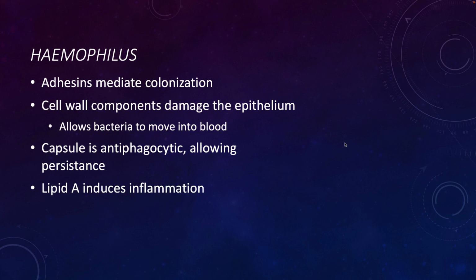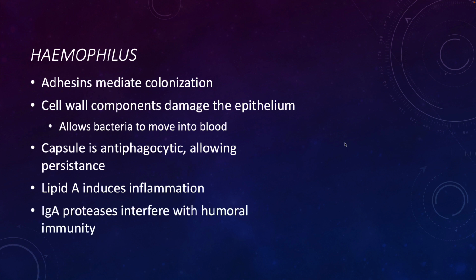And of course, the endotoxin also induces inflammation, and this bacterium can produce IgA proteases to interfere with humoral immunity. So again, that's something to think about. This bacterium can destroy the type of antibody that's supposed to protect the patient's respiratory tract.